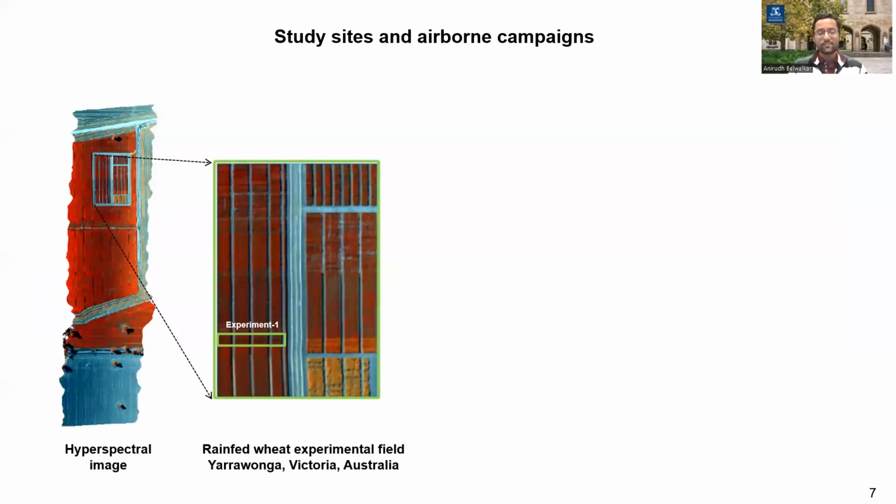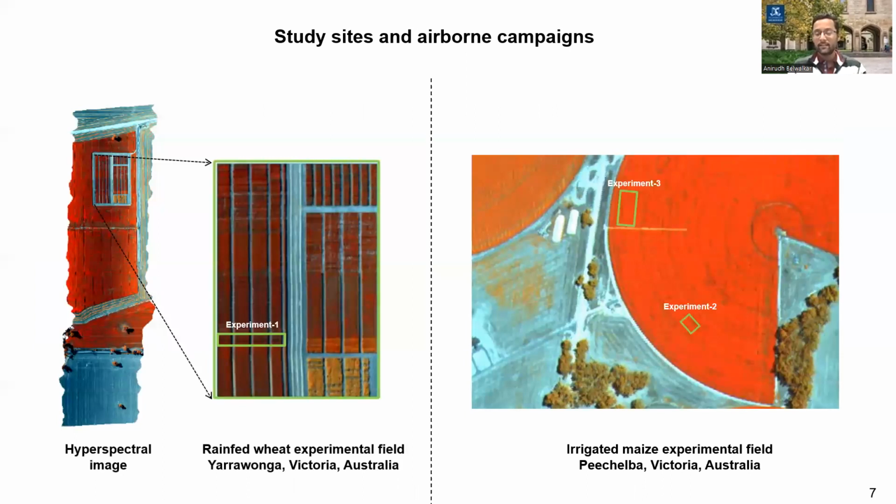Here the figure shows the imagery collected from the rain-fed wheat experimental field at study site 1 and the irrigated maize experimental field at study site 2, and the locations of the corresponding nitrogen treatment experiments.